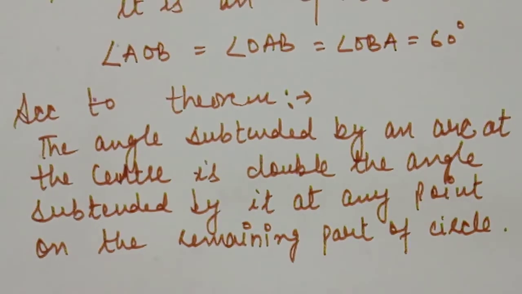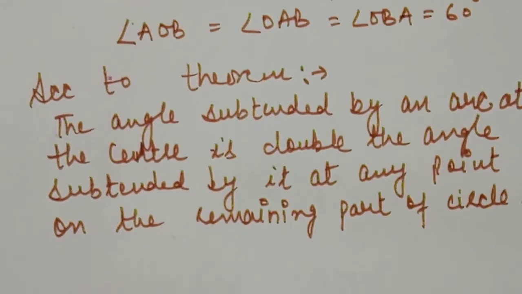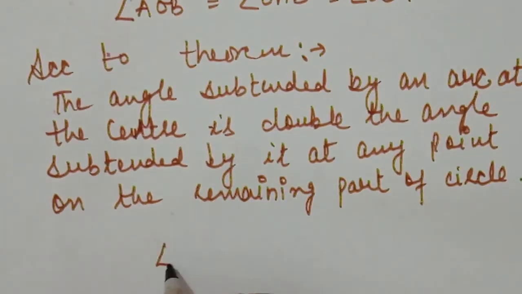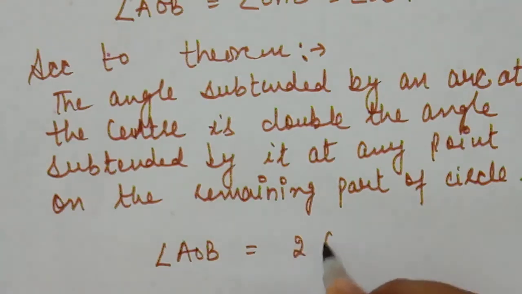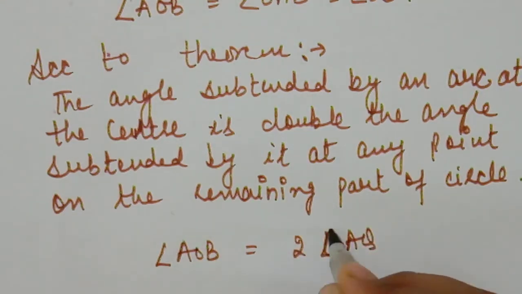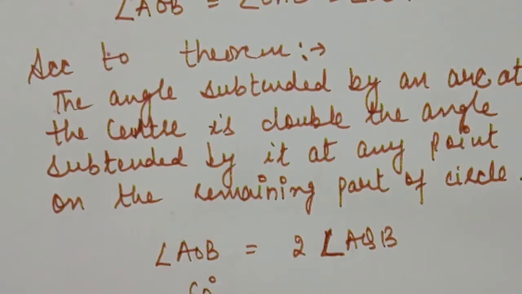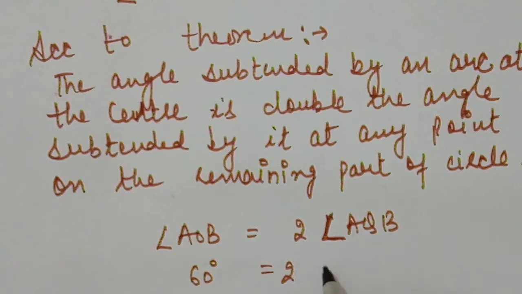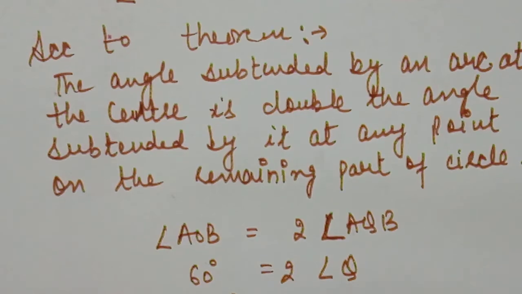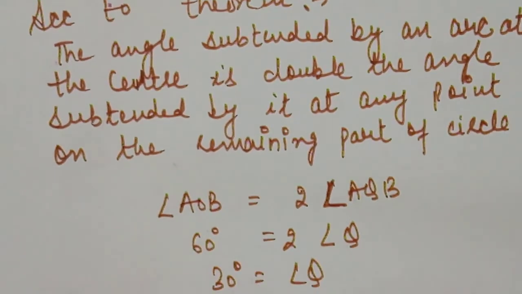So students, according to this theorem and according to our diagram, angle AOB is equal to double of angle AQB. It means if angle AOB is 60 degrees, which we already know, it is equal to double of angle Q. 2 is here in the multiplication. When we shift it to the other side, it is 30 degrees. So the value of angle Q is 30 degrees.